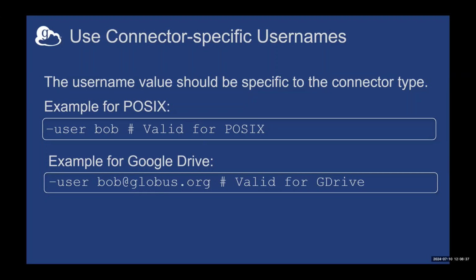But if you were to create a sharing policy for a map collection attached to a storage gateway that's controlled by a Google Drive connector, then you would expect these usernames to be more like email addresses. So in this example, you'd use the user being bob@globus.org. In both these cases, the user values are really the target of whatever identity mapping you're performing on the storage gateway. So same format you would use there.